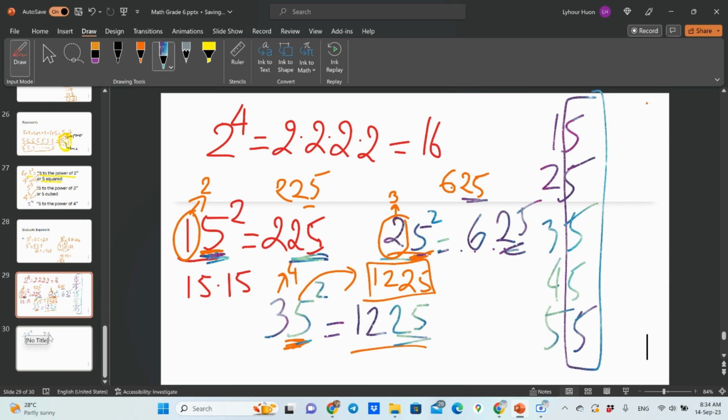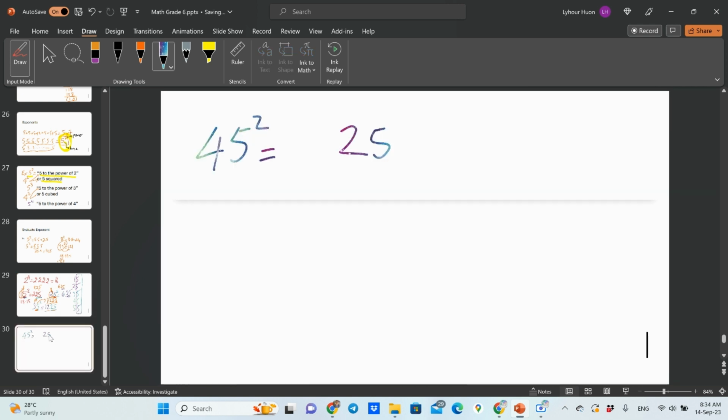This is like a math hack. So here, I can tell the answer immediately: this is 45, so it will end with 25, because 5 times 5 is 25. And 4 we multiply by the number that is bigger than that one, 5. 4 times 5 is 20. So this is the answer. See, you can give the answer immediately. 45 squared is 2025.